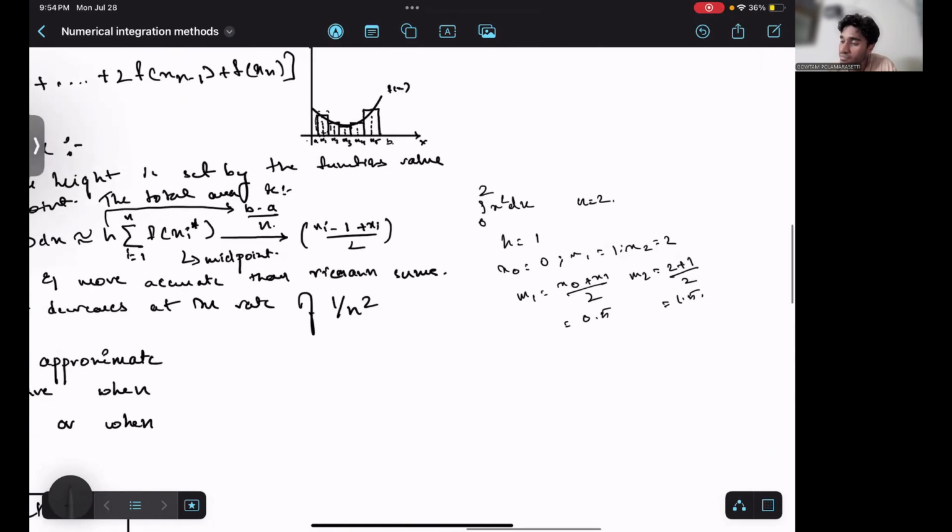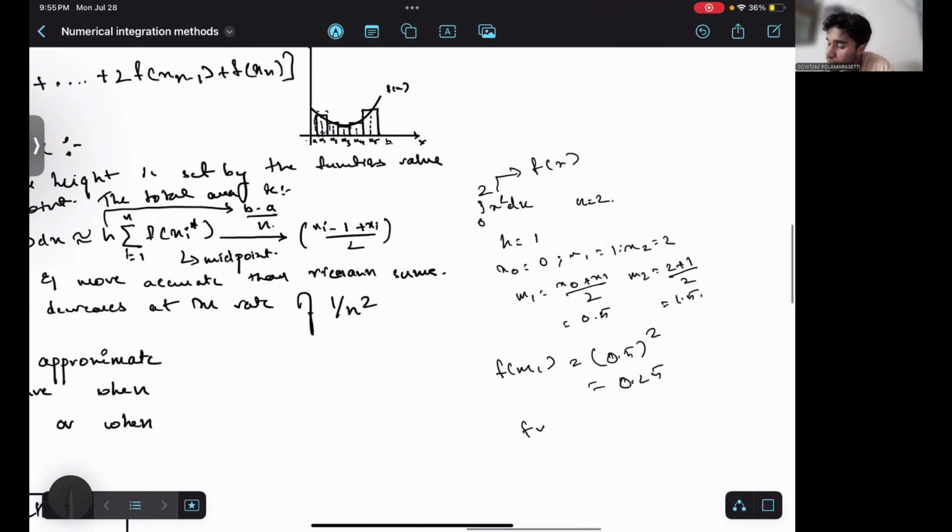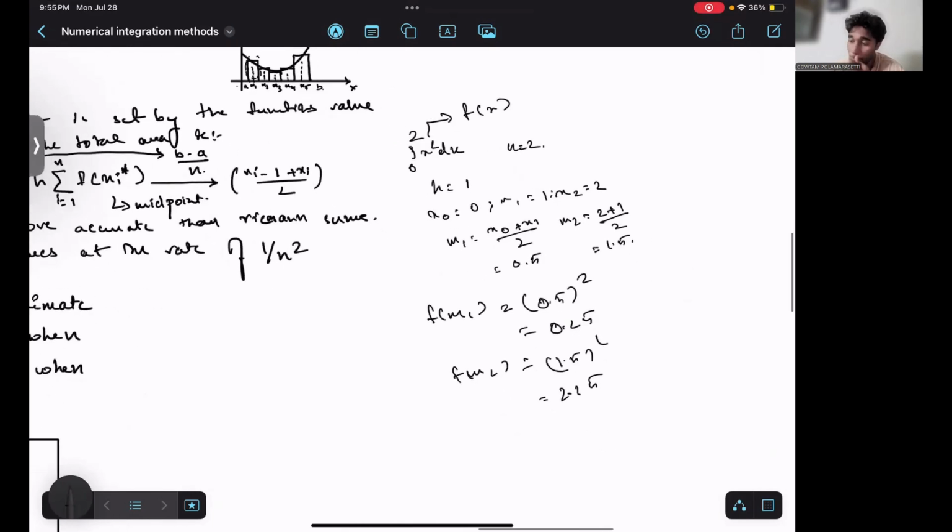So if we want to find the value of f of m1, where f of x is equal to x square, this will be equal to 0.5 square, which will be equal to 0.25. And f of m2 will be equal to 1.5 square, which will be equal to 2.25.